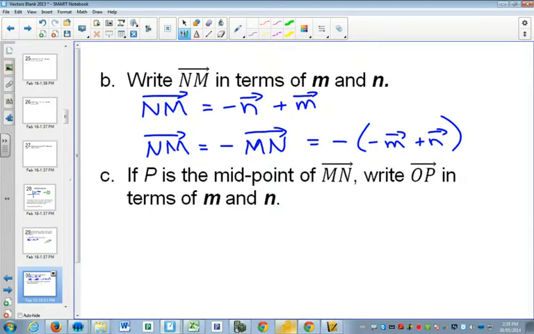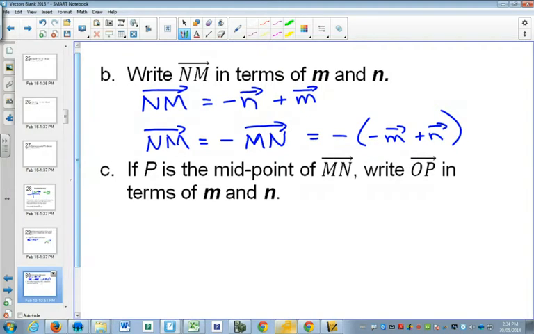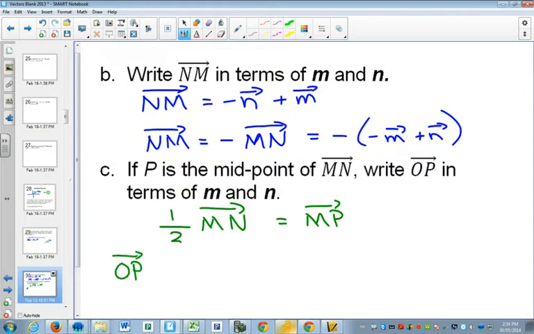Okay? So if I go halfway from M to N, that would be the same as going from M to P. And if I would want to go from O to P, because this is what we want to figure out, I could get from O to P if I started and went from O to M, and then went from M to P.